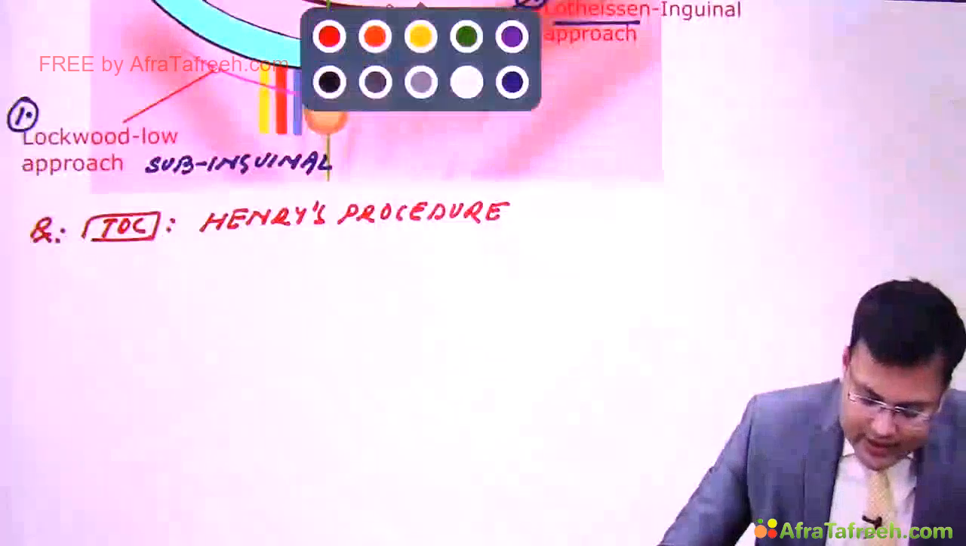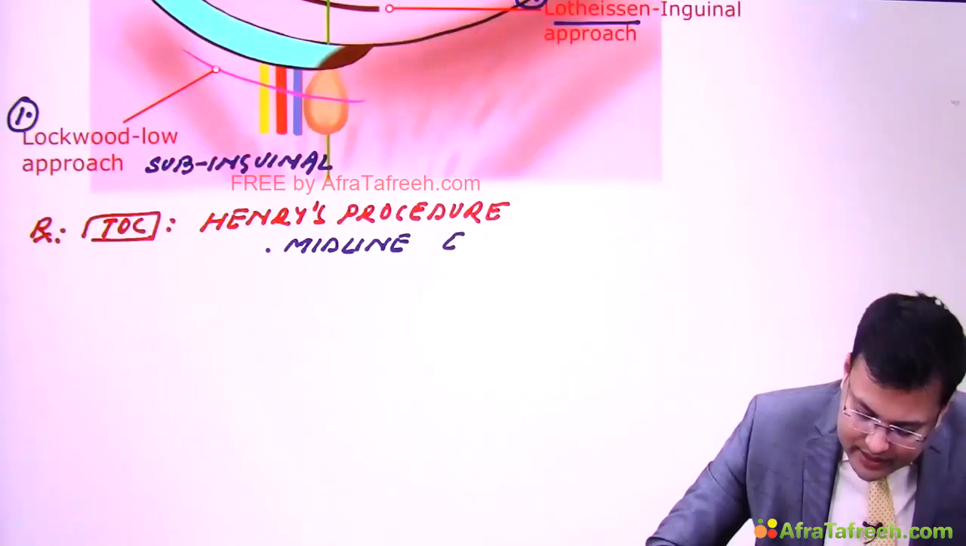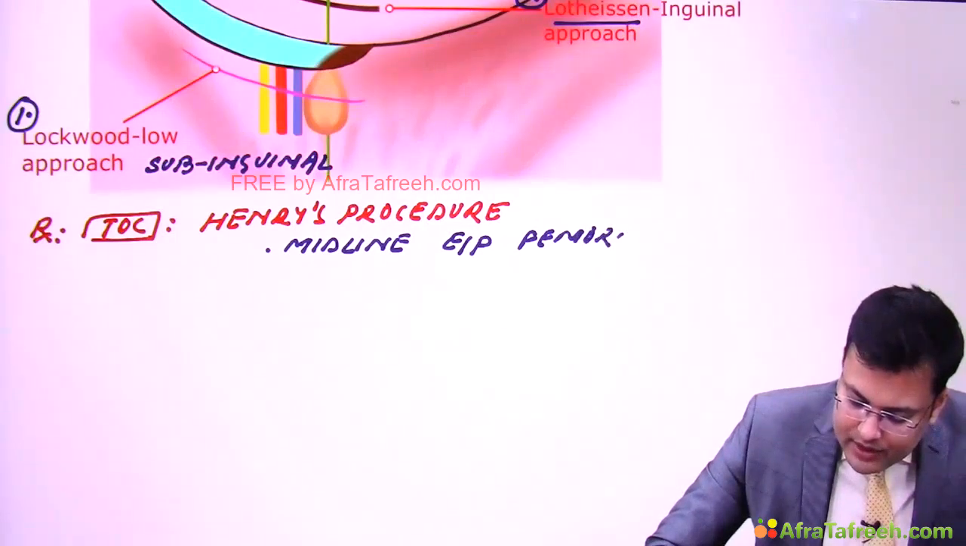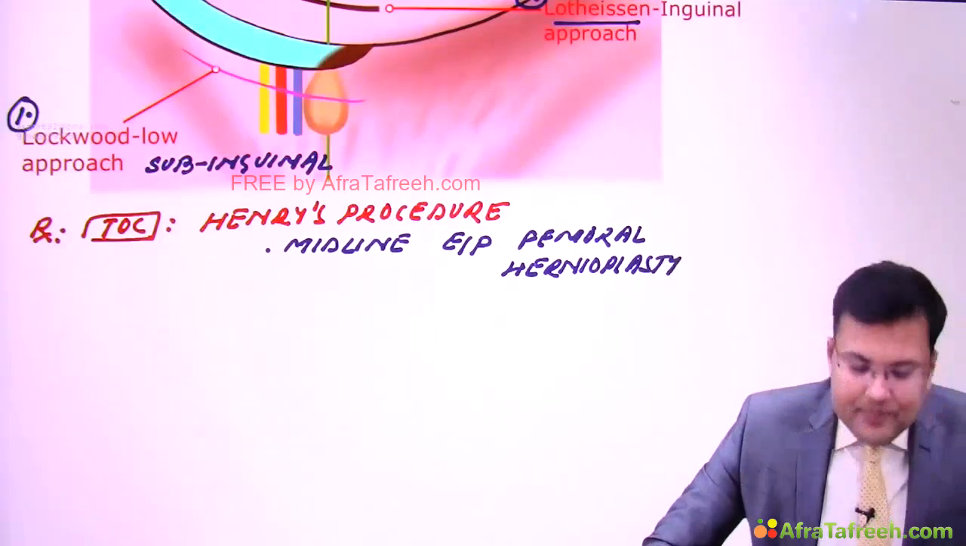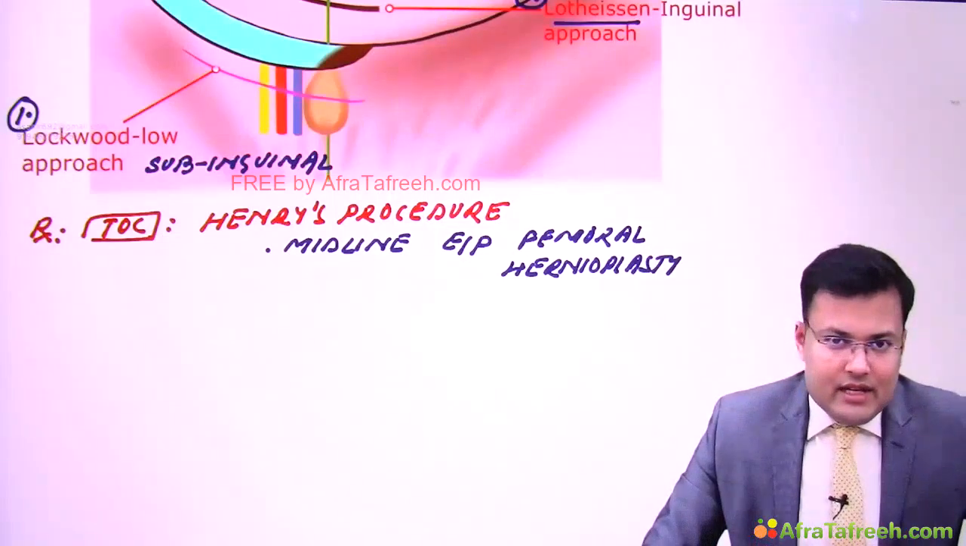Clear? So in Henry's procedure, what we perform is the midline extraperitoneal femoral hernioplasty. Okay, so this is how we treat the patients of femoral hernia. After that, there are variants of femoral hernia which are frequently asked in exam.